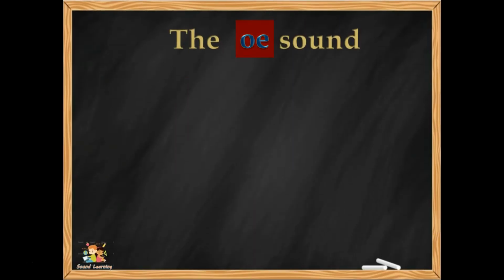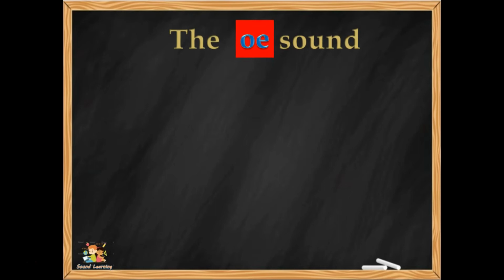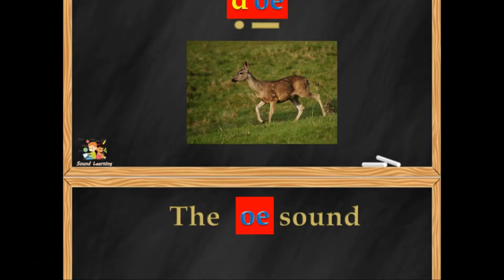Foe. And this is an O word. W, O, woe. Woe is misery, unhappiness. Another old word. This is O. D, O, doe. You know the song Do, a deer, a female deer? Well, that's her. That's a doe.